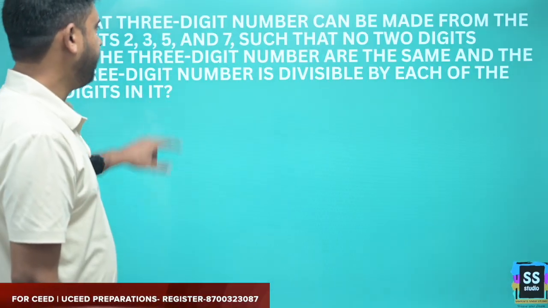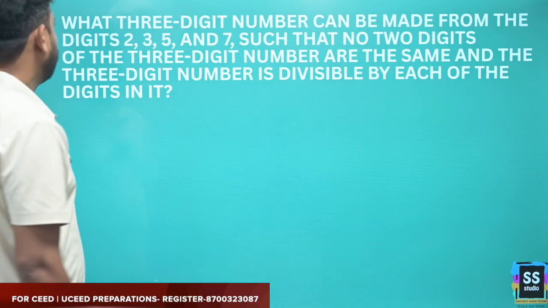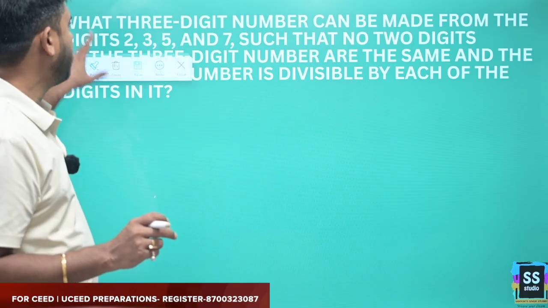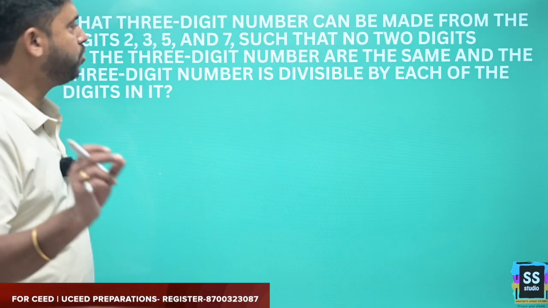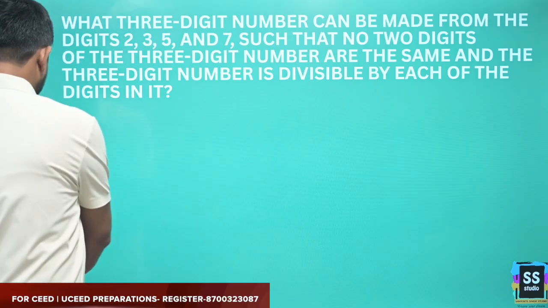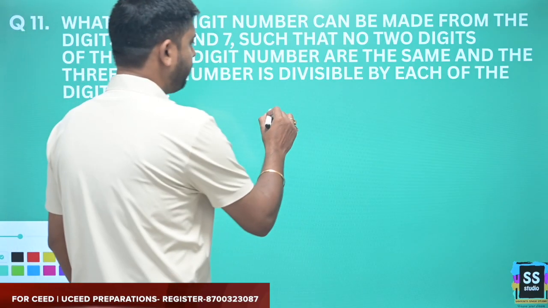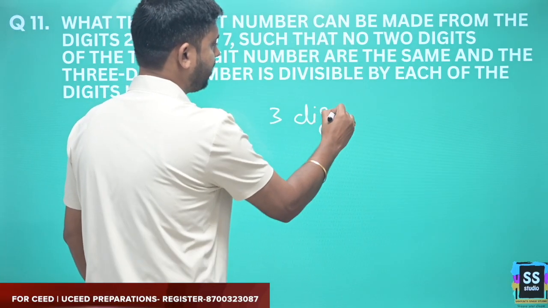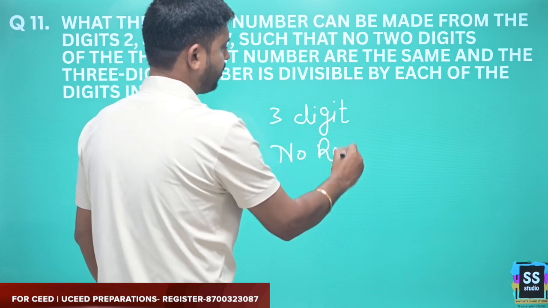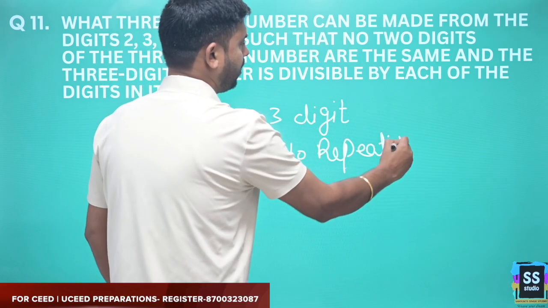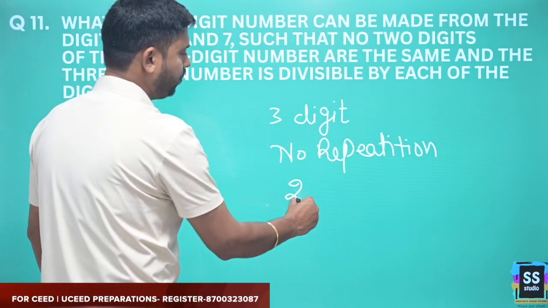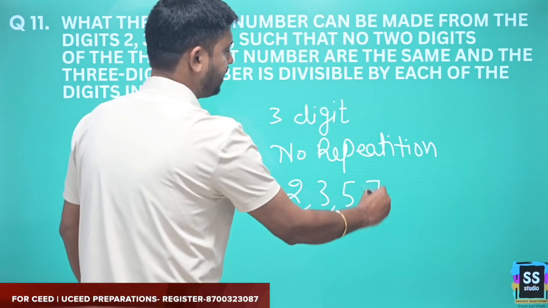Alright, so the very first question which comes here is, what 3-digit number can be made from digits 2, 3, 5 and 7 such that no 2 digits of the 3-digit number are repeated. Now here, the very first thing you need to be careful of is that it should be a 3-digit number, right? That's clear, 3-digit. Again, no repetition, so the number should not be repeated. Right, so what all numbers do we have? 2, 3, 5 and 7.